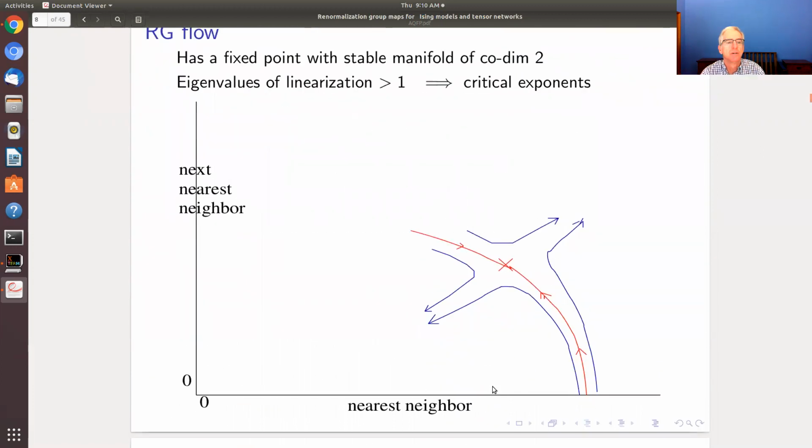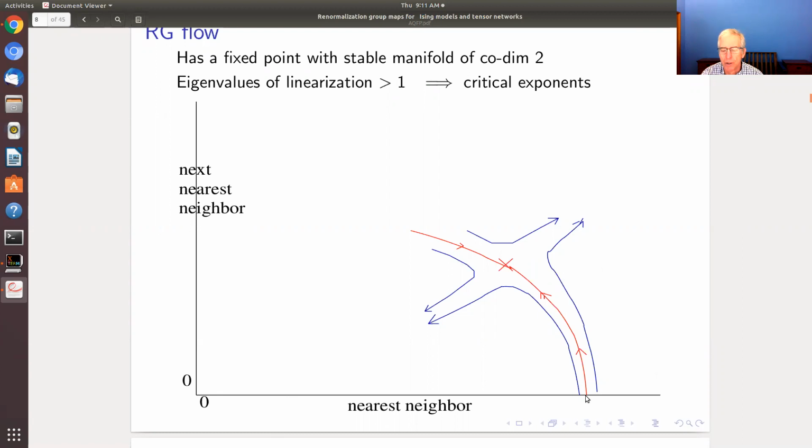Now, the conventional wisdom is this picture here. This is by no means a theorem for this map I'm looking at, but it's supported by numerical evidence to some extent. So there's supposed to be a stable manifold. In my picture, that's the red line. This is a manifold in the space of all the Hamiltonians, and it's supposed to have codimension 2. So it's not a line by any means, but I can only draw a picture in 2 dimensions. And the eigenvalues of the linearization of this map around the fixed point, this X here is the fixed point, are supposed to determine the critical exponents.